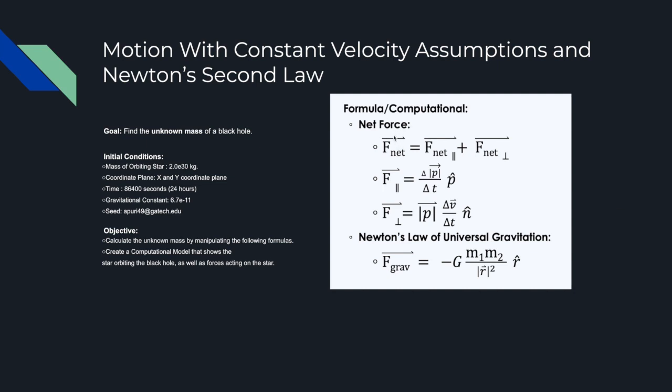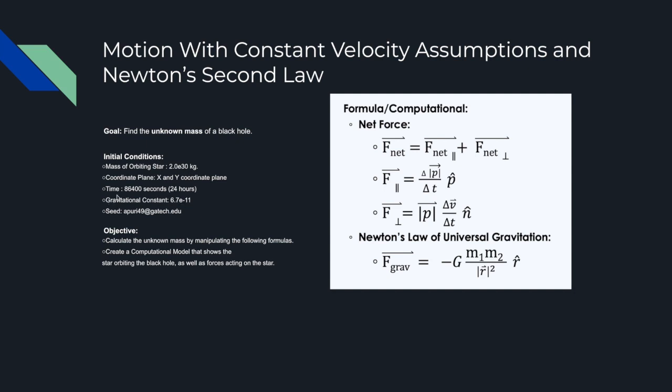You can see the equations that we use in our computational model. F net is equal to the parallel plus perpendicular components of that. Here is what the parallel and perpendicular components are equal to. And then to finally calculate the mass, we will use Newton's law of universal gravitation and rearrange this formula to calculate for the mass of the black hole.